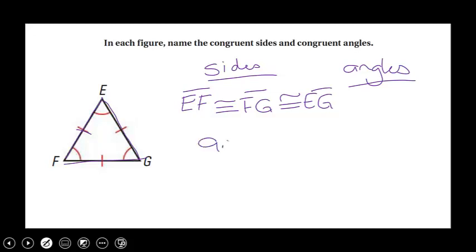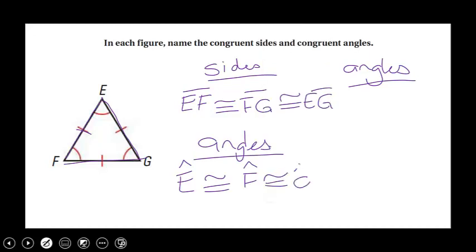If we're doing the angles, I'm going to write it here for the sake of space, then I will say that angle E, which has one arc, is congruent to angle F, which has one arc, is congruent to angle G, which has one arc. Again, we have an equilateral triangle because all sides are equal and all angles are equal.